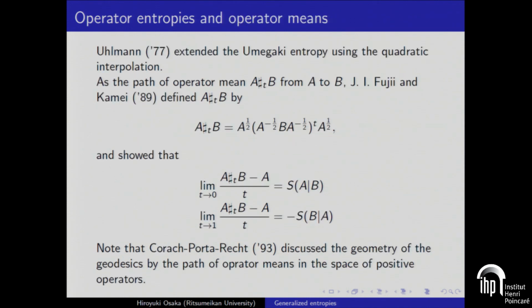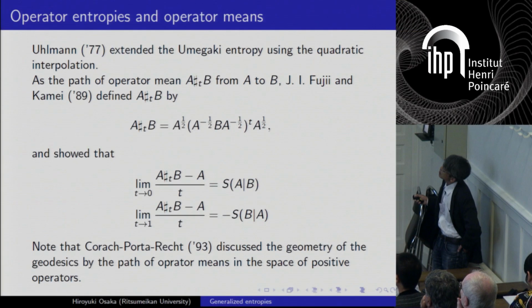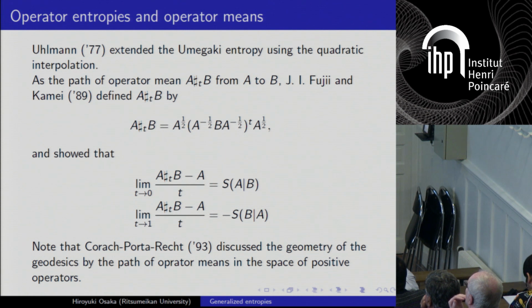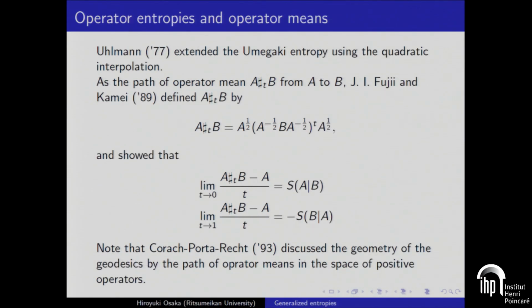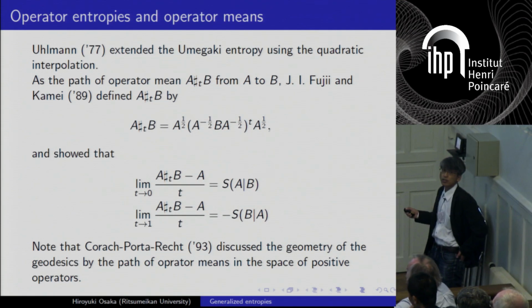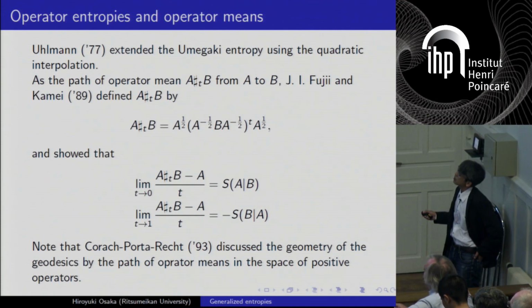Also, Uhlmann extended the Umegaki entropy using quadratic interpolation, and later Fujii and Kamei considered a path from A to B. So here is a path from A to B, and they consider the weighted geometric mean like this one. This is the definition of the weighted geometric mean. If you consider the limit of this one, then you can get the Umegaki relative entropy, and also this one is minus S of B of A.